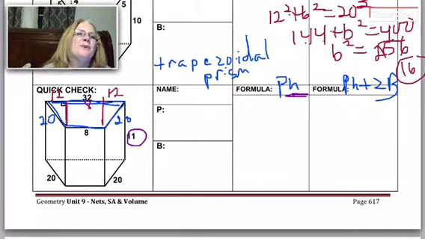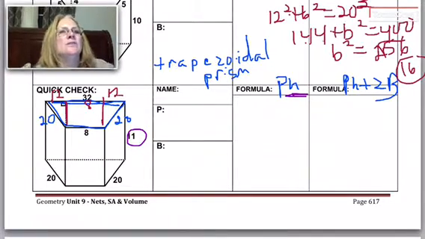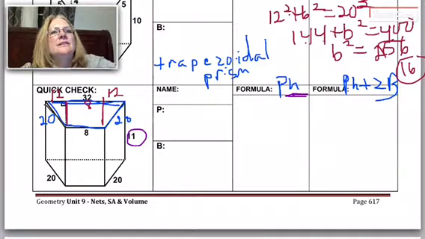Okay, this is the second part of surface area of prisms. And this is the one we finished on, but I wanted to go ahead and make sure that you got to see the whole thing. So the perimeter of the base. So the base is, let me just get a different color here. The base is this trapezoid.